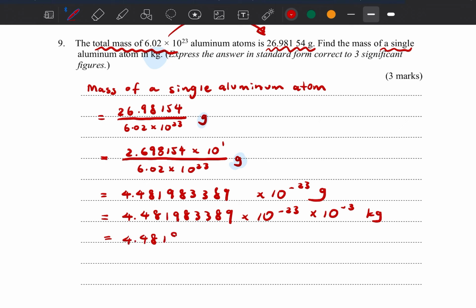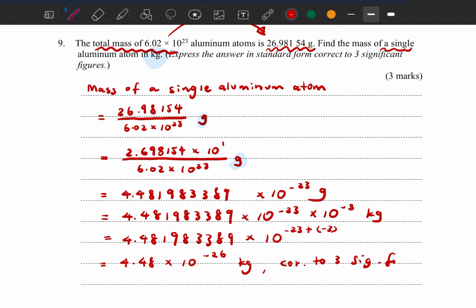Now you put it together, you got 4.4819833889, and then for the powers, you just add them up: minus 23 plus minus 3, which is minus 26. It says correct to 3 significant figures, so I do that, and then your units.